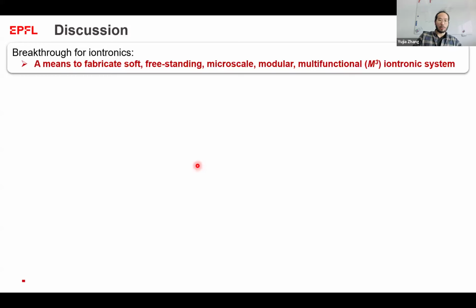So, discussion about this work. The breakthrough of Dropletronics is that we develop an approach to fabricate soft, freestanding, and 3M Iontronics systems. And the 3M stand for microscale. Those devices are very small. Modular, the droplets can be connected very simply by just putting them together. And multifunctional, because the hydrogel we use can be modified. We can also incorporate membrane channels and other particles, et cetera, into those droplets.